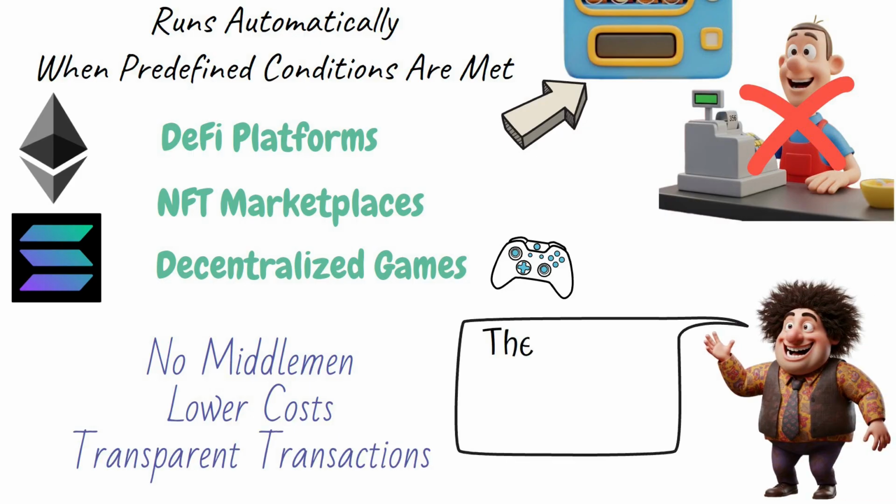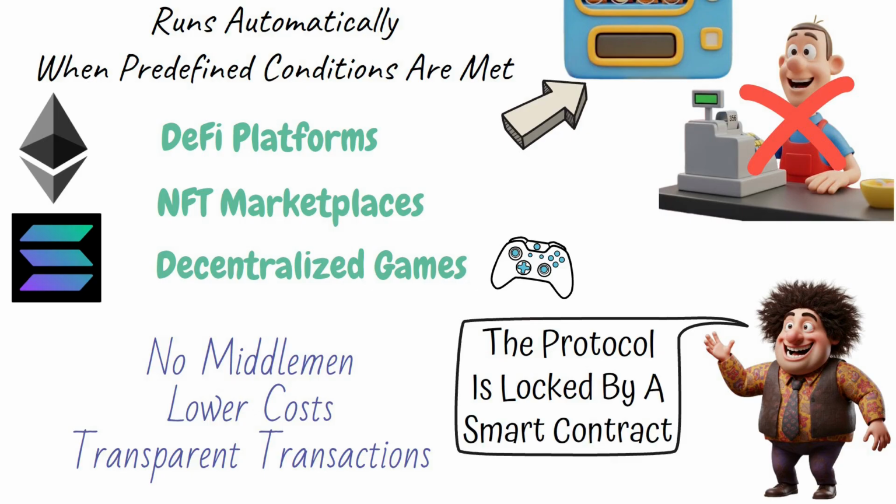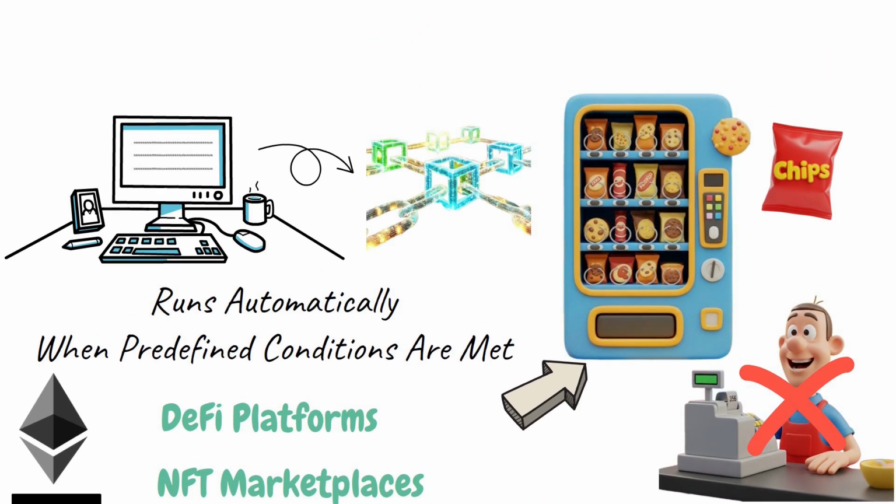When you hear someone say, "the protocol is locked by a smart contract," now you know they mean that the rules are enforced by code, not by people.